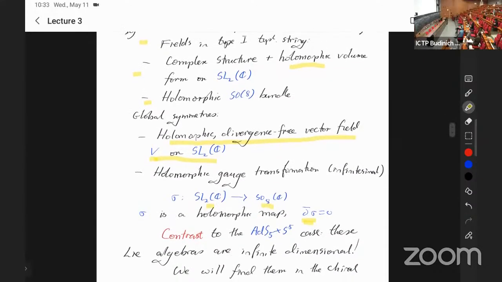I have a question. Yeah? Since SL(2,C) is non-compact, is there some condition on the holomorphic vector fields at infinity that one has to impose? No, you look at all of them. Okay. So that's why it's so big, you see.